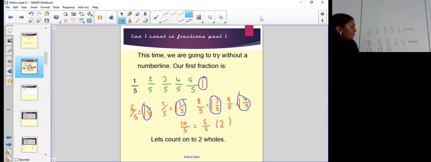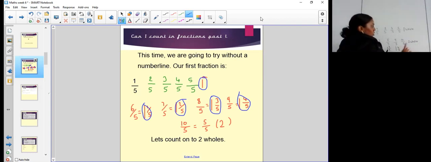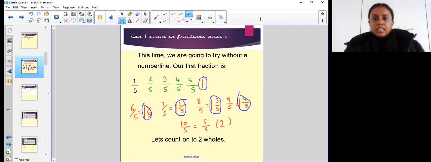Then if we go to 9/5, we would have 1 and 4/5 because 5 can go into 9, but how many are left over? Let's see, 5, 6, 7, 8, 9. Fantastic. So it becomes 1 and 4/5. And then when we get to 10, we know that 5 can go into 10 2 times. So that makes us get our 2 wholes. I just wanted to go over that with everybody. So now we can begin the rest of our learning.